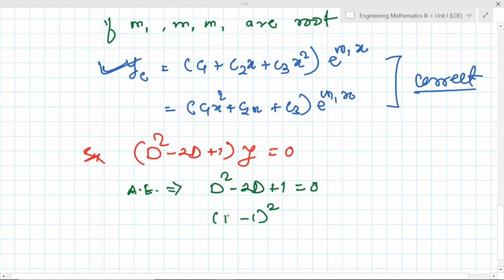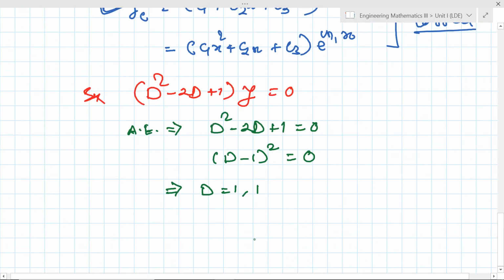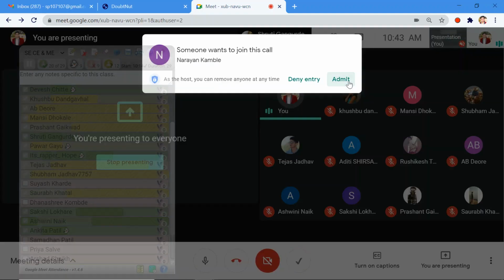Okay, so this is the expansion of (D minus 1) whole square equal to 0, and therefore I have D is equal to 1, 1, repeated twice. Therefore my complementary function in this case is (c1 plus c2 x) e raised to x. That's it. This is my answer. See, it is very simple if you observe.